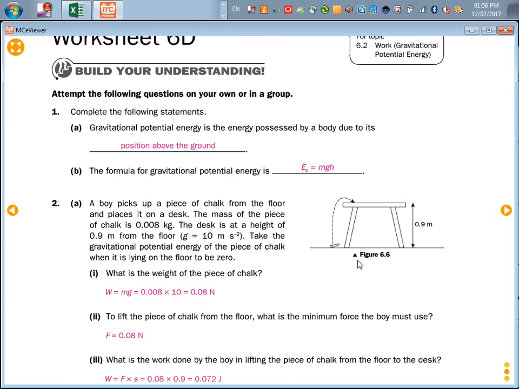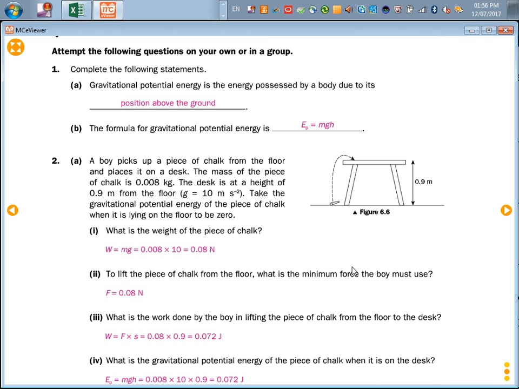Okay, then 6D. Gravitational potential energy is possessed by a body due to its position above the ground. It must be a certain height above the ground in order for it to have gravitational potential energy.